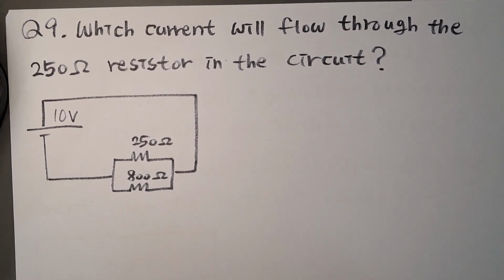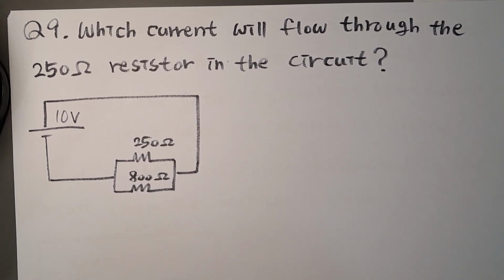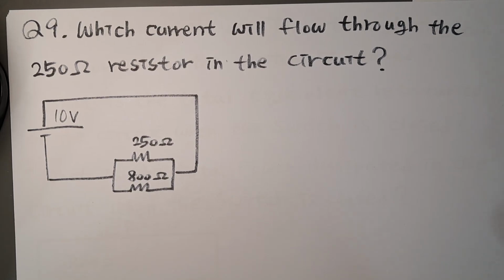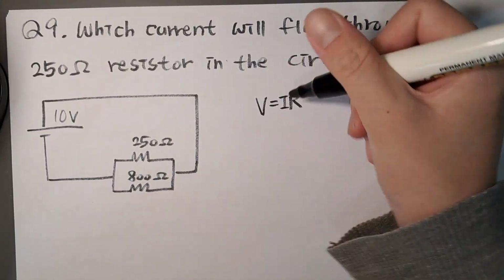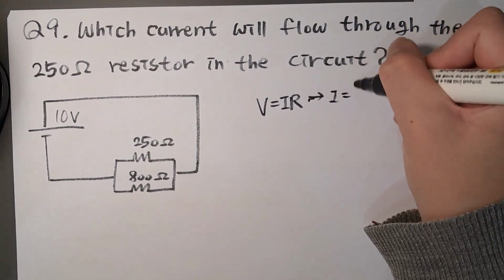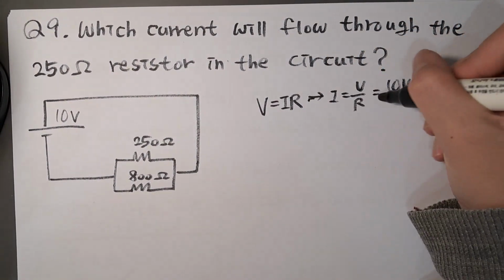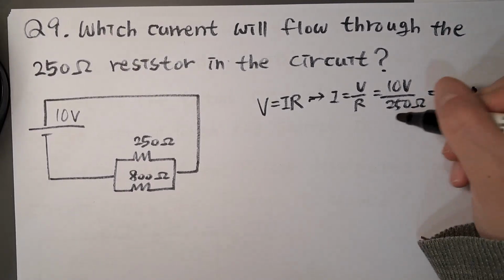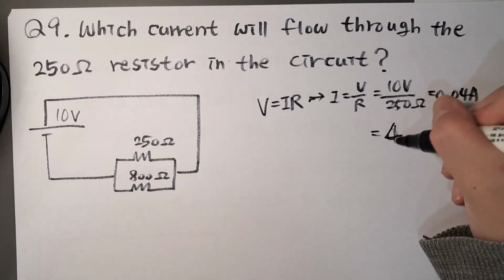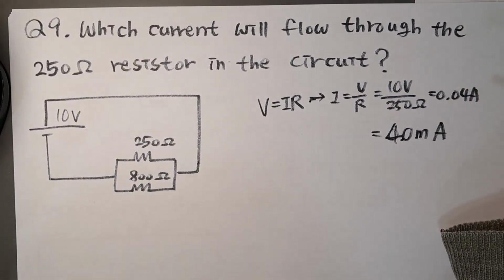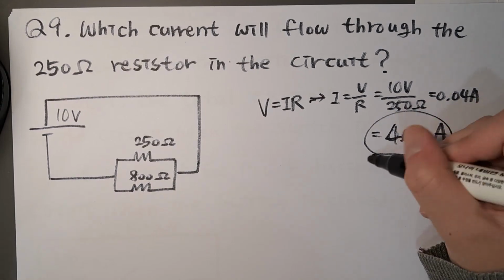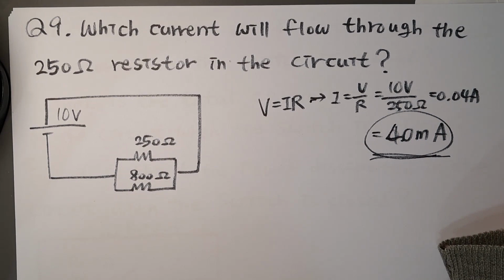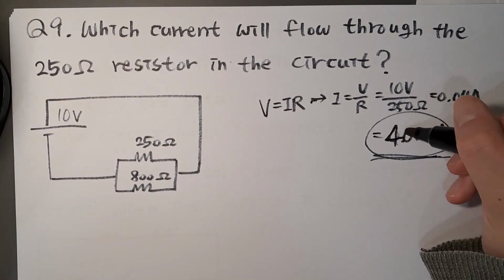What current will flow through the 250 ohm resistor in the circuit? So we are going to apply this equation. So the current is going to be 40 microampere.